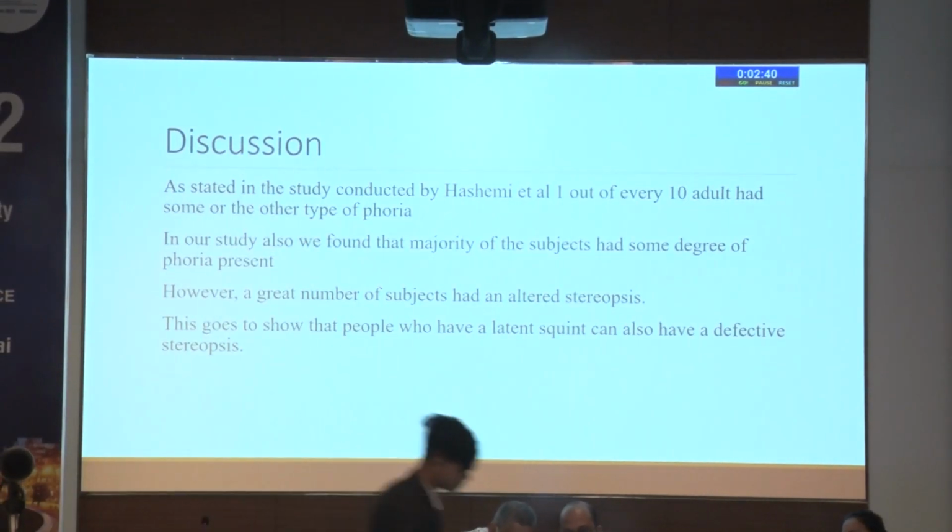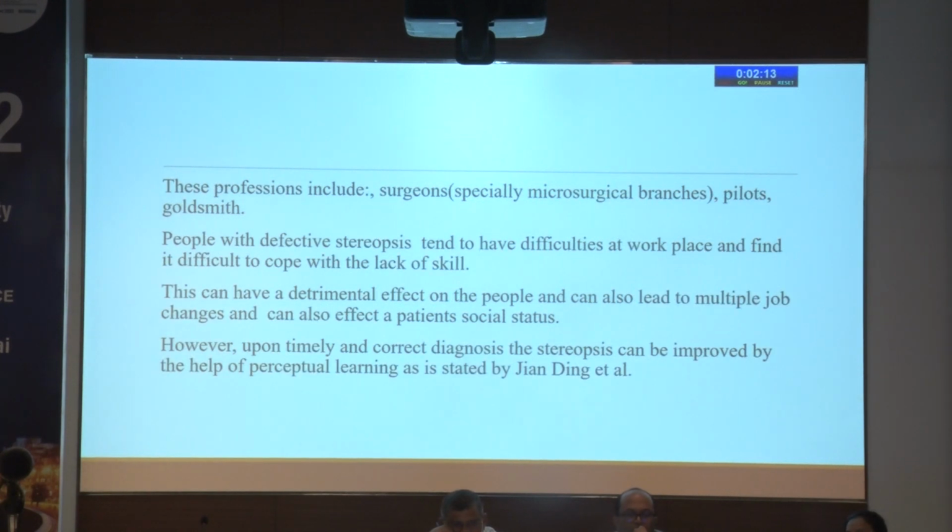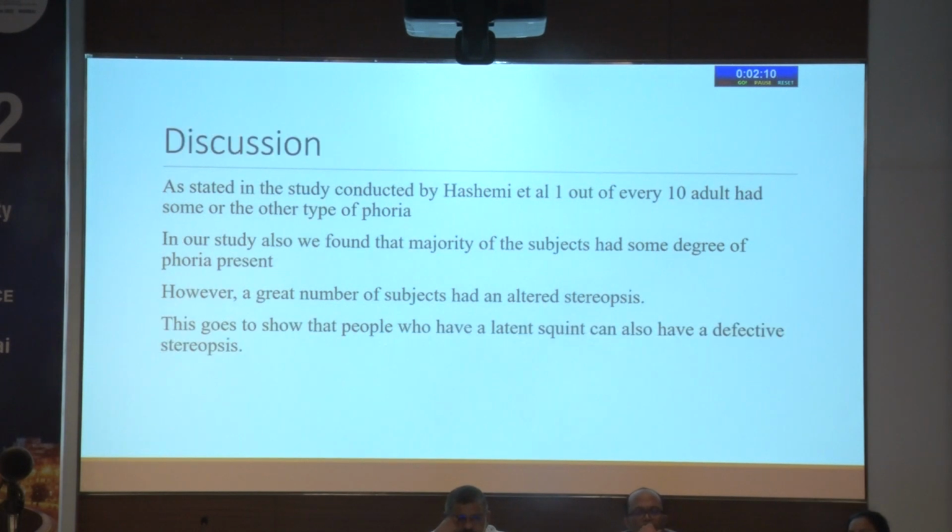Discussion. As stated in the study conducted by Hashemi et al., 1 out of every 10 adults had some type of phoria. In our study, we found a majority of the subjects had some degree of phoria present. However, a greater number also had altered stereopsis. This goes to show that people who have latent squint can also have defective stereopsis. This further highlights the importance of having stereopsis measured on a daily OPD basis.